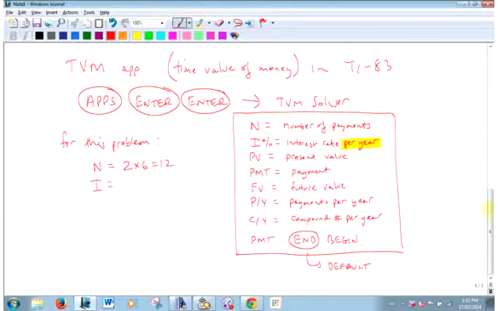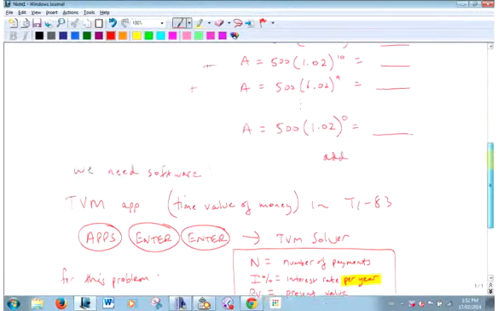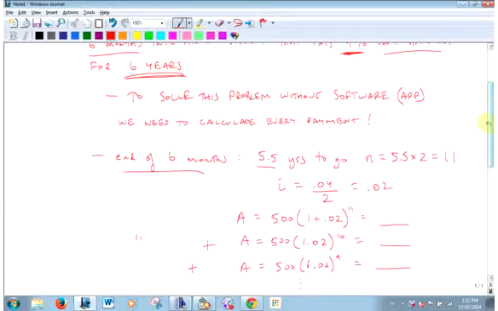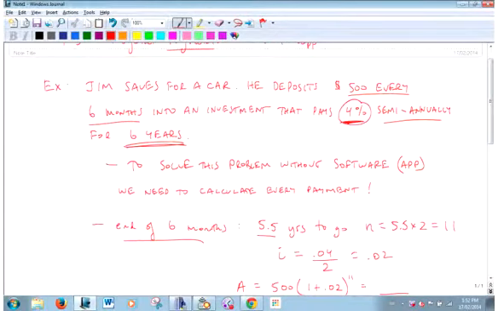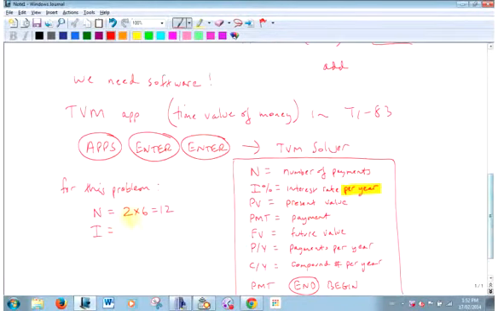I. That's the annual rate. I don't care if it compounds every 6 months. I is 4. Okay? So here we're going to make a little note. That's the annual rate.